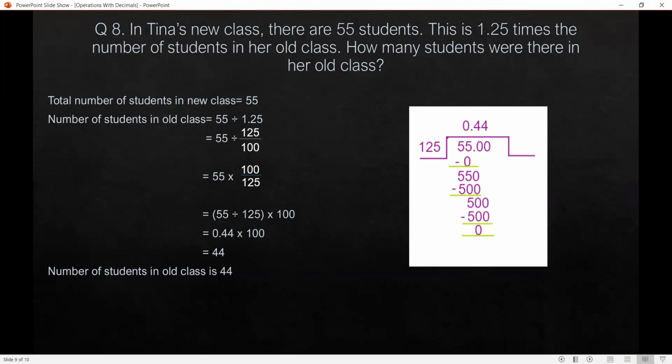0.44, that is decimal part, and another is whole number. So we will remove the decimal. So what will it be? 44 upon 100 into 100. 100 will cancel with the 100 and the remaining number is 44. So now the number of students in the old class is 44. So with this, your question number 8 is over.